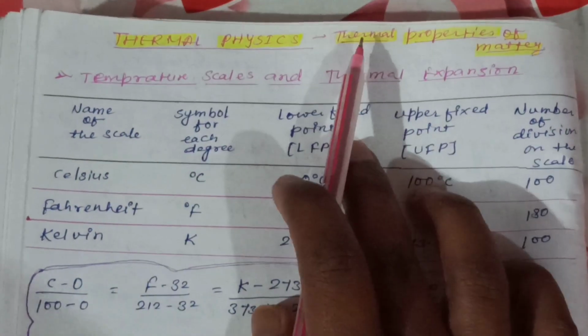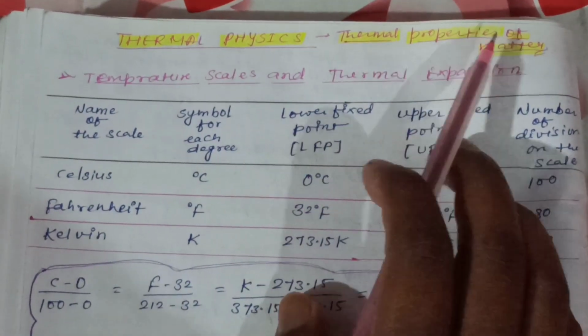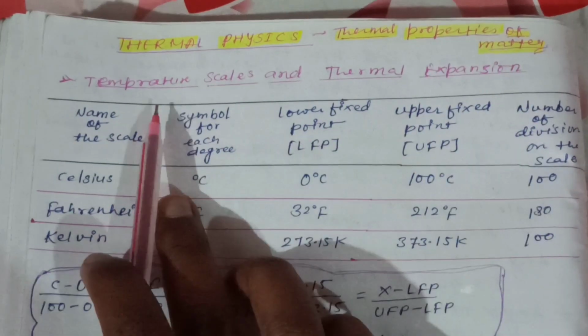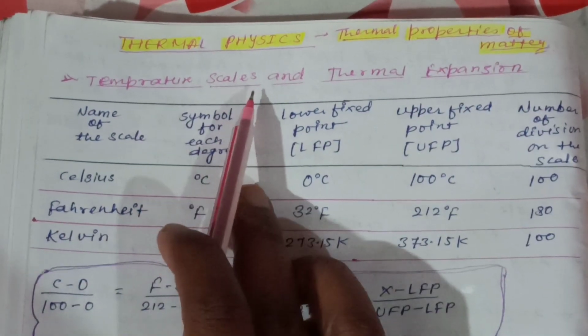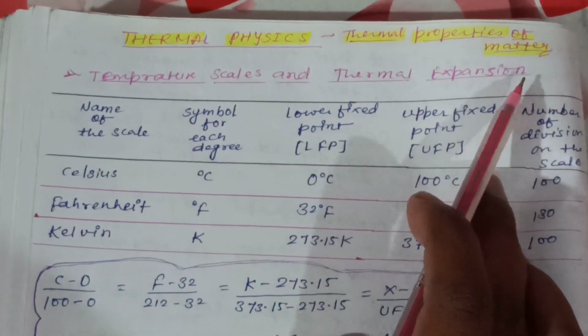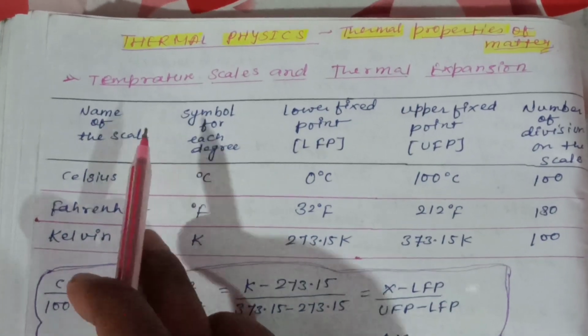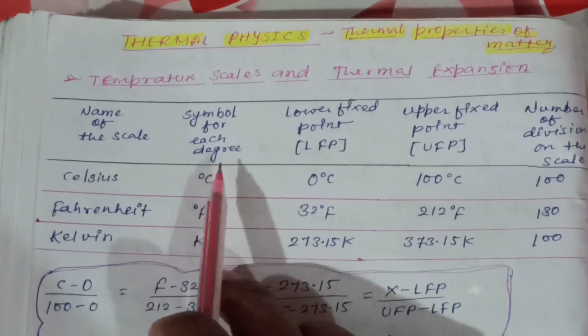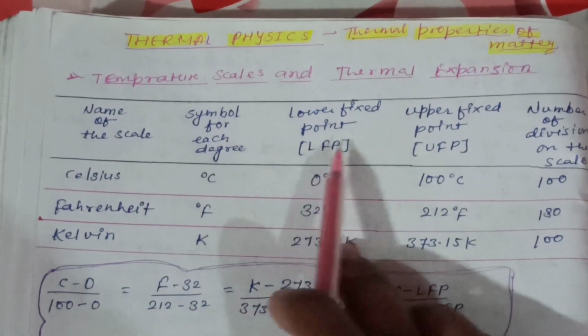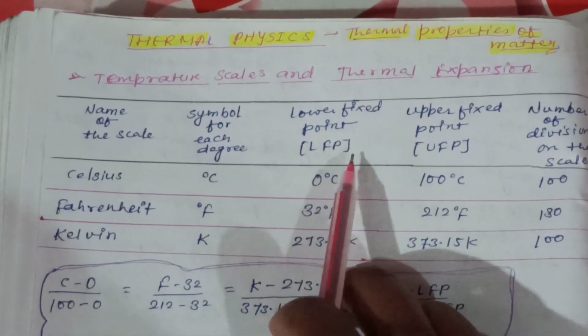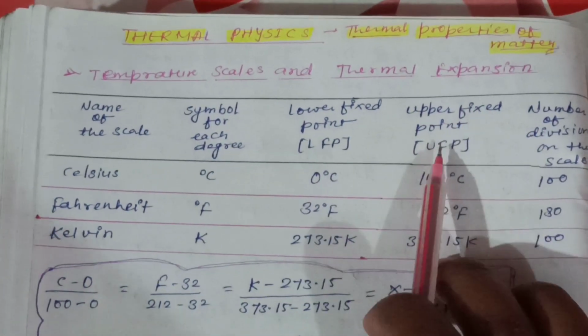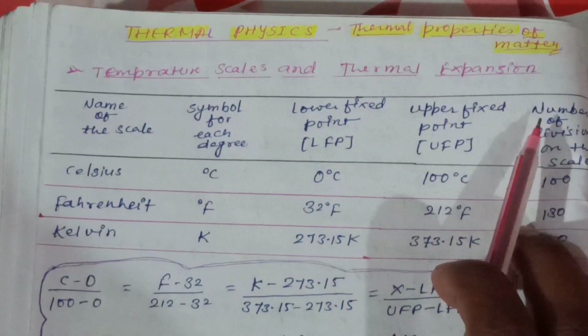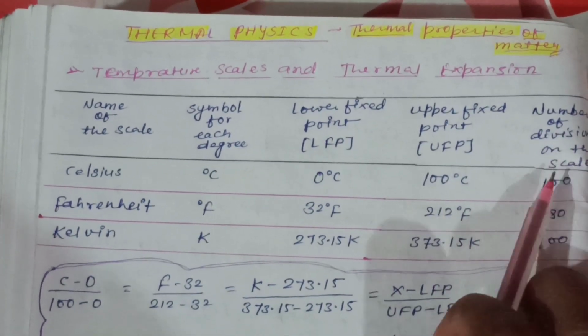Thermal physics. Thermal properties of matter: temperature, scales and thermal expansion. For each scale: name of the scale, symbol for each degree, lower fixed point (LFP), upper fixed point (UFP), and number of divisions on the scale.